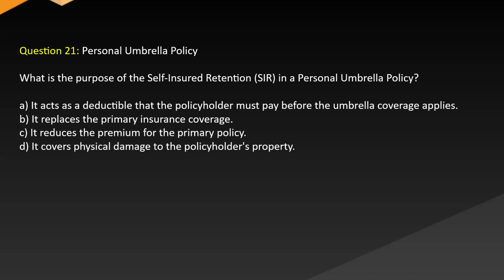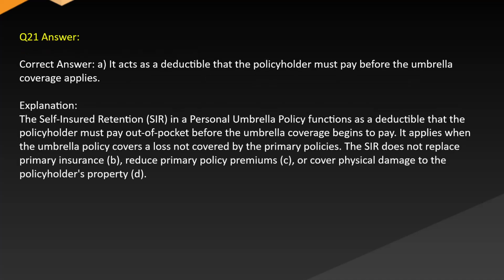What is the purpose of the self-insured retention in a personal umbrella policy? A. Acts as a deductible that the policyholder must pay before the umbrella coverage applies. B. It replaces the primary insurance coverage. C. It reduces the premium for the primary policy. D. It covers physical damage to the policyholder's property. Correct answer. A. It acts as a deductible that the policyholder must pay before the umbrella coverage applies.